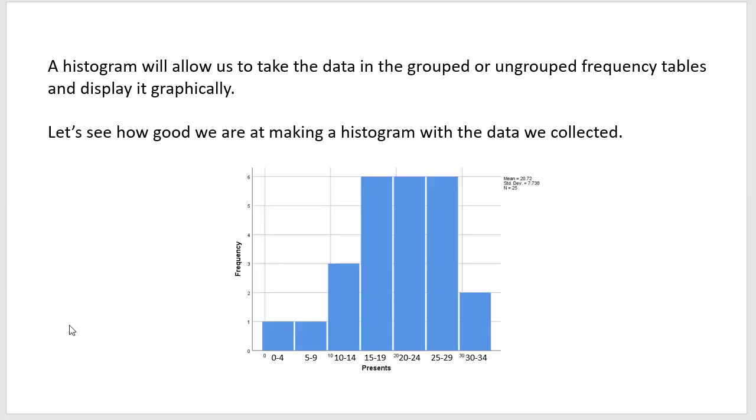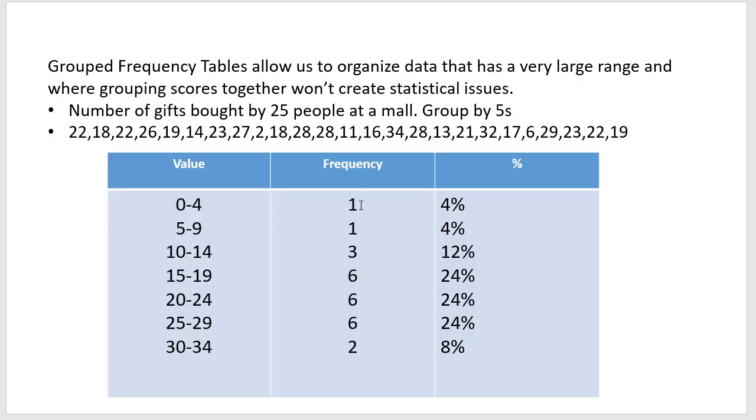We can also make a frequency histogram based on the data from our example with the gifts that people buy. So one person got 0 to 4 gifts, one person got 5 to 9 gifts. Then you can see that the frequencies are representative of what we had in our table. So we have 1 person, 3 people, 6, 6, 6, 2. That matches our frequency table, 1, 1, 3, 6, 6, 2.